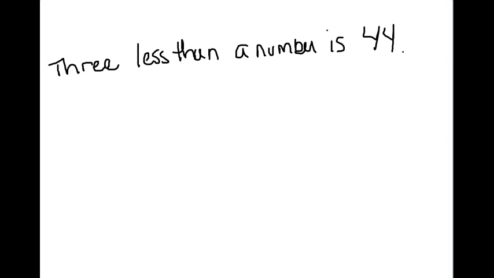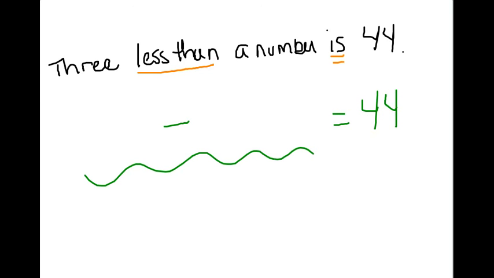So what if I have 3 less than a number is 44? Well, again, I want to underline the important math terms, the terms that make me think of a math symbol. One would be less than, which makes me think of subtraction, and the other is, which makes me think of the equal sign. So I know I'm going to have subtraction, and I know I'm going to have an equal sign. It's pretty easy to figure out what goes on this side of the equal sign, and that's going to be 44. But what am I going to do over here?